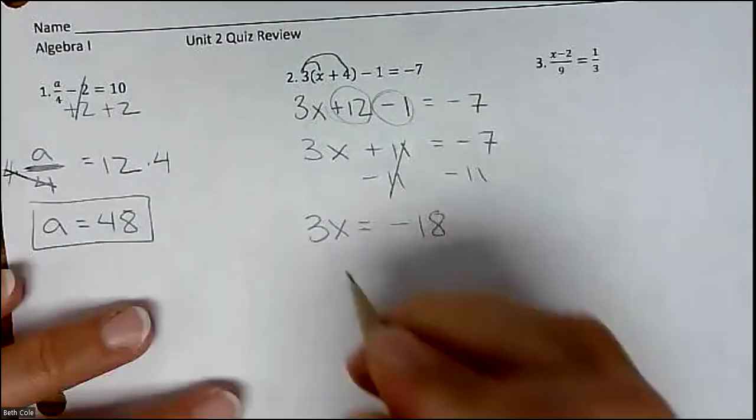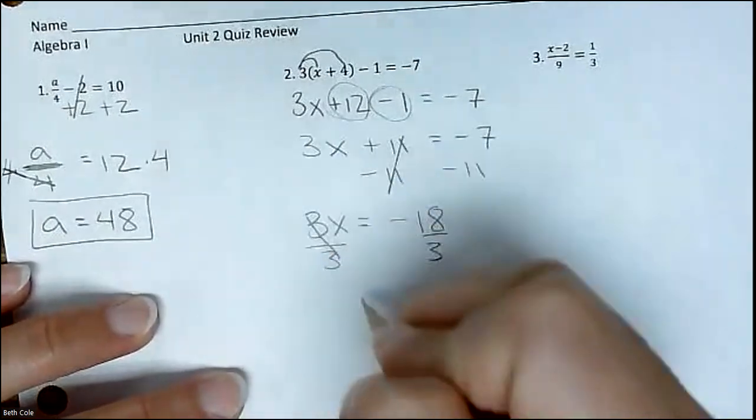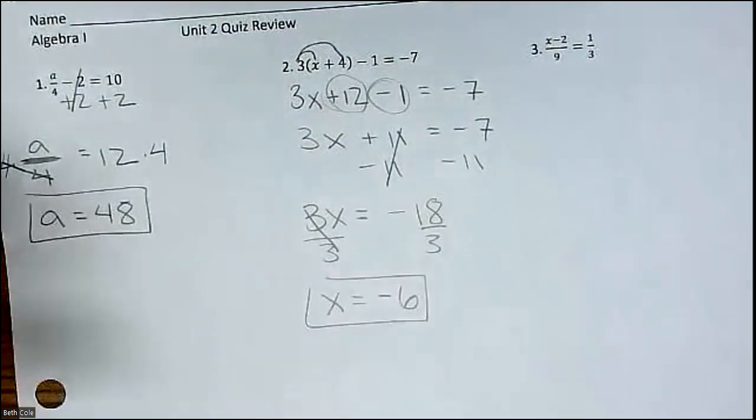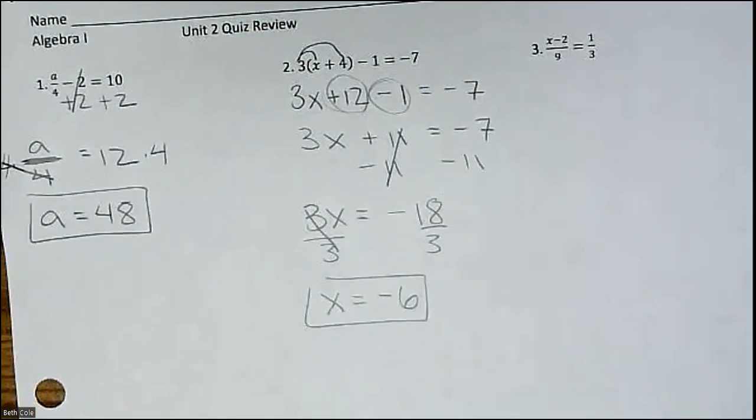All right, and then last step is divide by 3. -18 divided by 3, -6. Is that what you're doing? Yeah. Okay, sweet. Show all your work. I can't give credit if you don't have all your steps there.